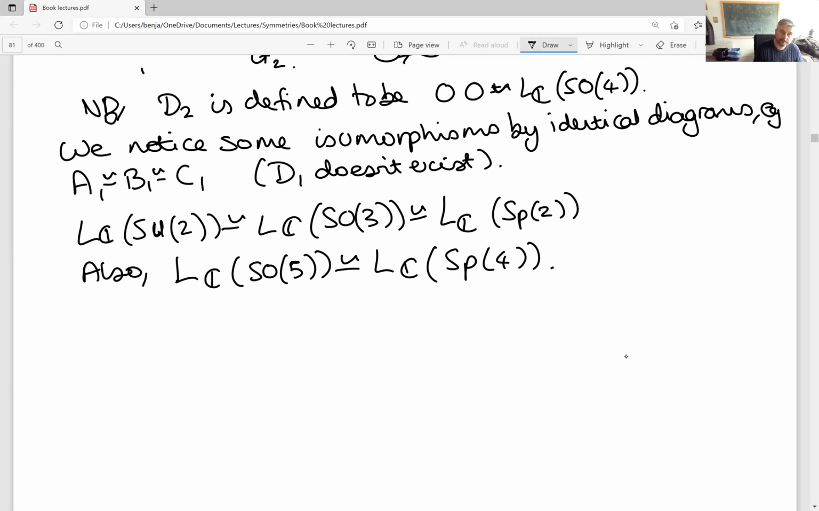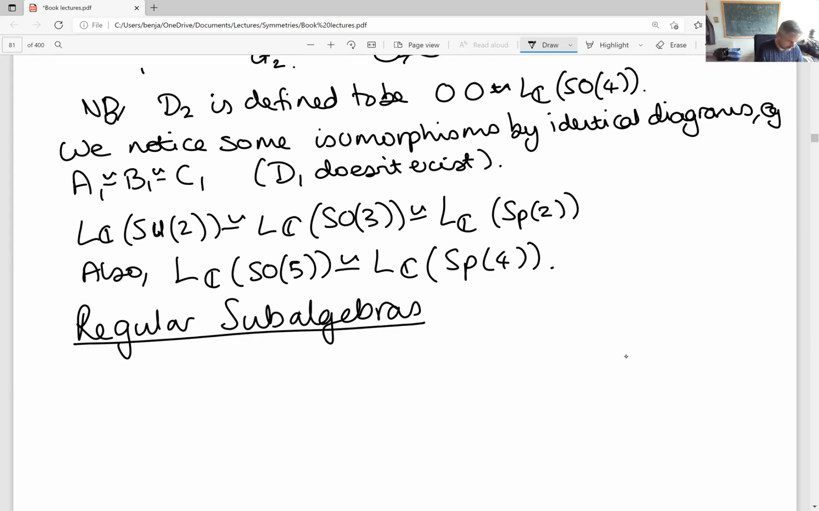Okay, so regular sub-algebras. A regular sub-algebra of some Lie algebra is a sub-algebra such that the roots are a subset of the roots of the Lie algebra.